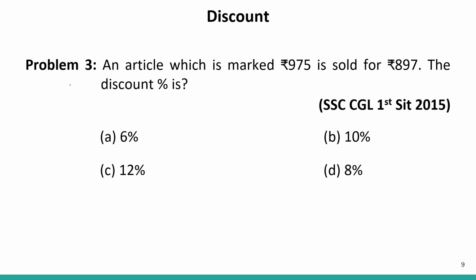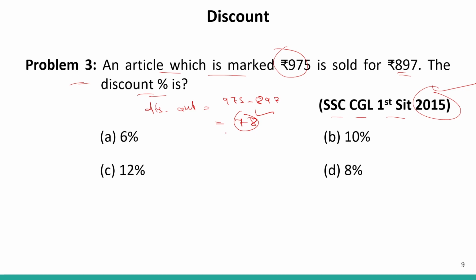Let's see problem number 3. An article which is marked at 975 rupees is sold for 897. Then the discount percentage will be what? This question appeared in the SSC CGL first sitting 2015 paper. The article is marked at 975 and is sold for this much. So the discount amount is equal to 975 minus 897, which is 78 rupees, right? Now how much is 78 rupees of this much amount?